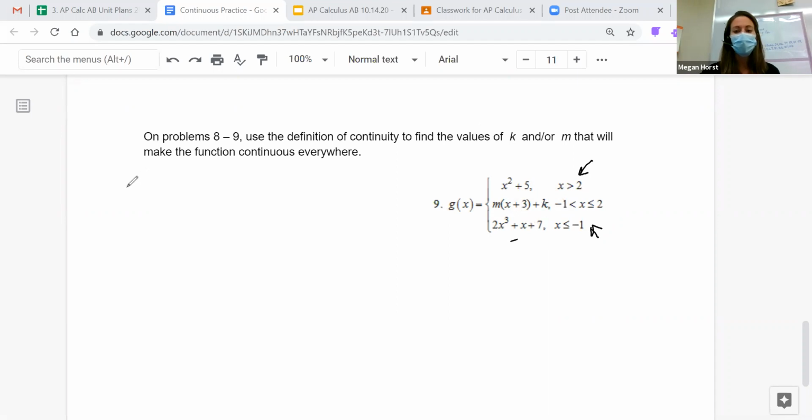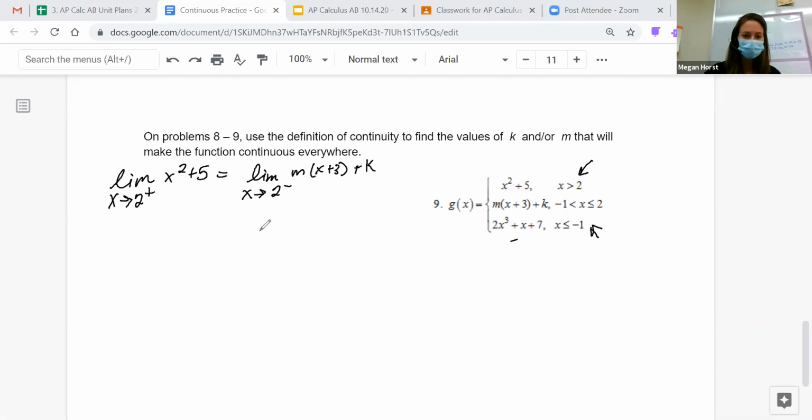So I'm going to start by seeing where my limit exists. We have the limit as x approaches 2 from the right. That's this one because the x value is greater than 2, so that's x squared plus 5. That needs to be equal to the limit as x approaches 2 from the left of mx plus 3 plus k. I'm going to sub in again. I don't have any k values or m values in here, so I just get 4 plus 5 equals, when I sub in over here, m multiplied by 5 plus k. So I'm left with 9 equals 5m plus k.